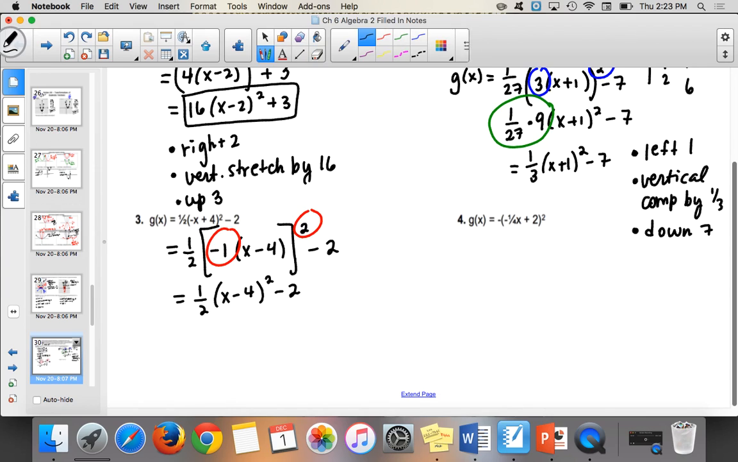All right, so we're going to do a right 4. The 1/2 means there's a vertical compression by 1/2, and we go down 2.